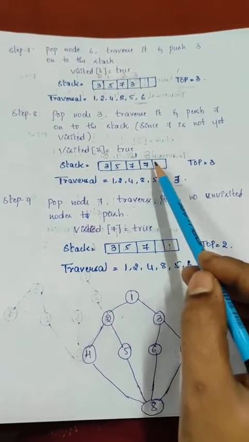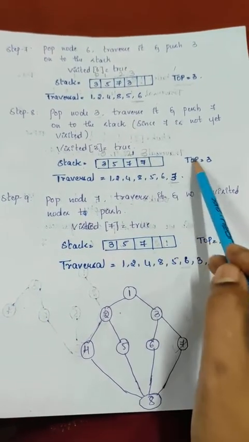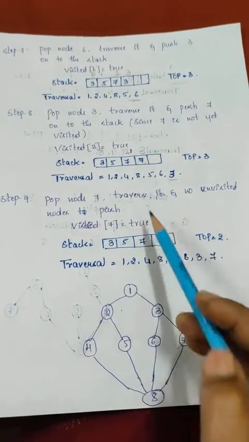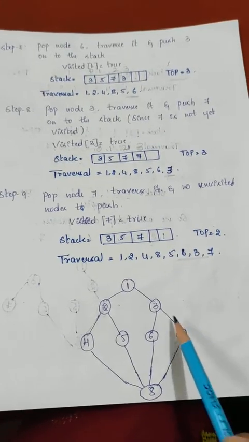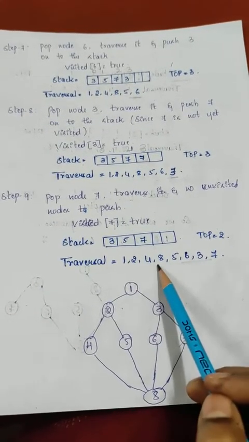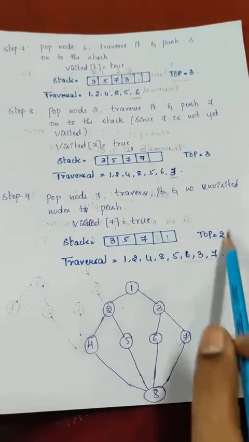What is my top element now? 7 is my top element and my top position is 3. Got it? Next, we want to pop the node 7. So see here, 7 is traveling to 3, and 7 is traveling to 8. Already 3 is there, 8 is there. Just pop that element.